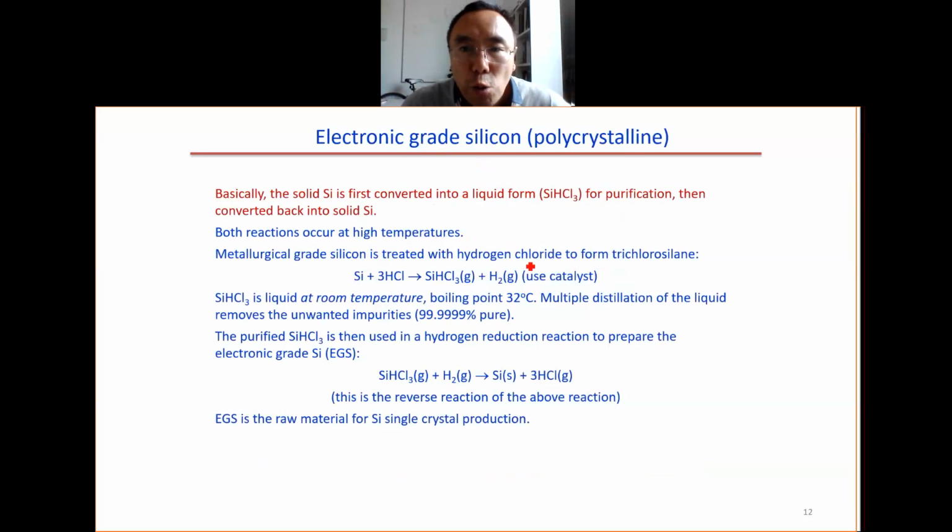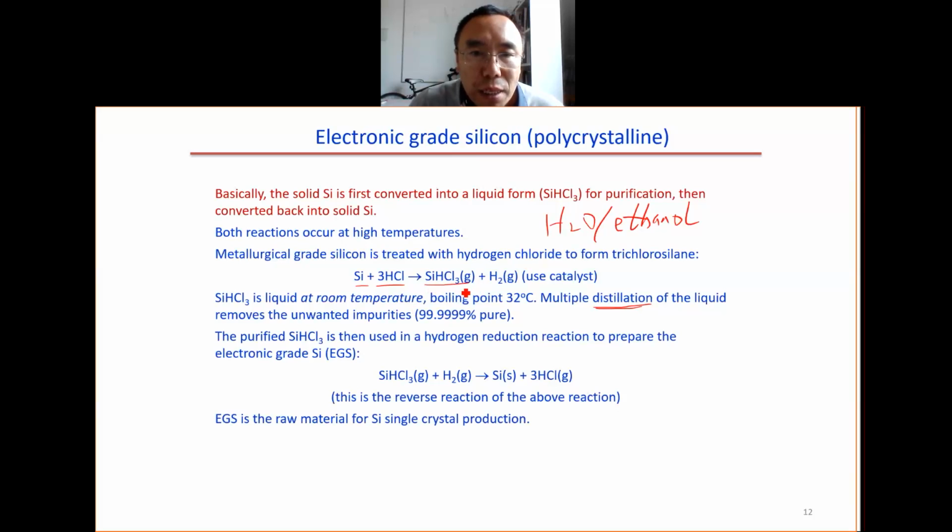For the purification, we can use distillation. For example, if we have a mixture of water and ethanol, you can use distillation for the purification, because water and ethanol have different vapor pressure and different boiling temperature. So the purification will work for liquid. First we need to convert silicon into a liquid. We use hydrochloric gas and silicon to form trichlorosilane. The hydrogen is gone, so we can collect the trichlorosilane.